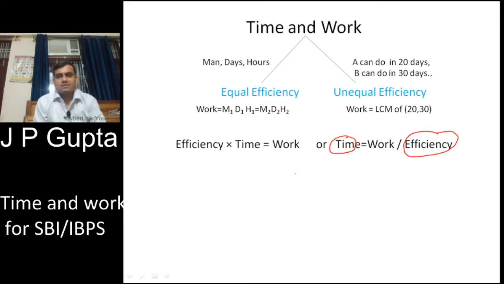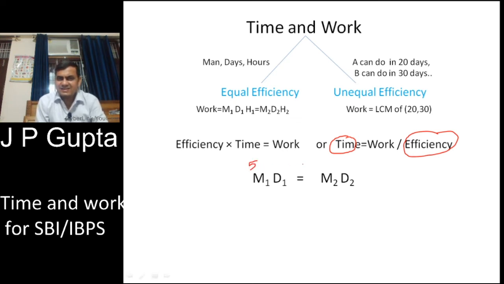Now we need to look at some real examples, but before that, let us understand this concept once more: M1 D1 equals M2 D2. What is the logic behind this? Here, if we have 5 men, that means efficiency is 5. Let us say the efficiency per man is 1, so for 5 men it will be 5.